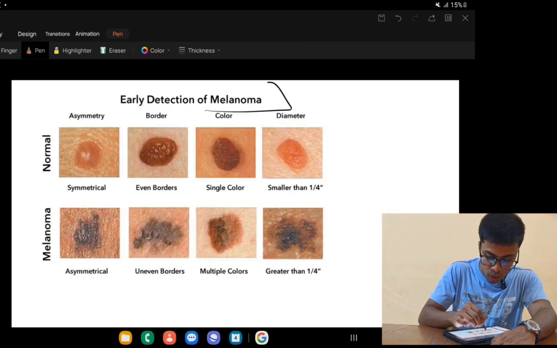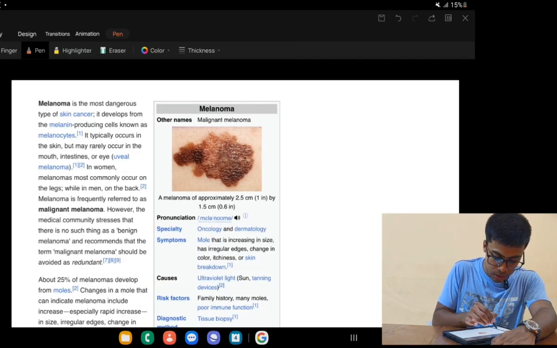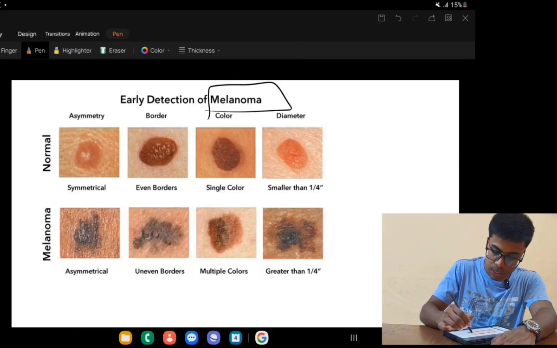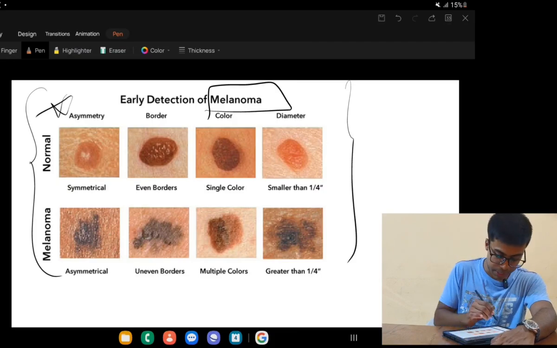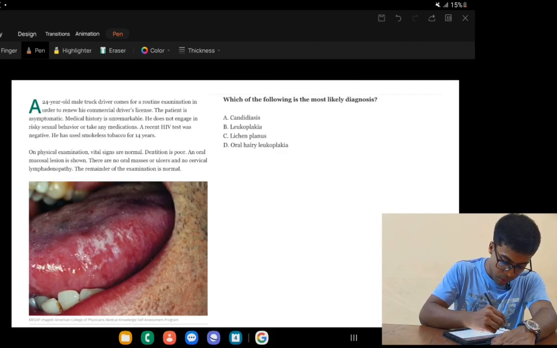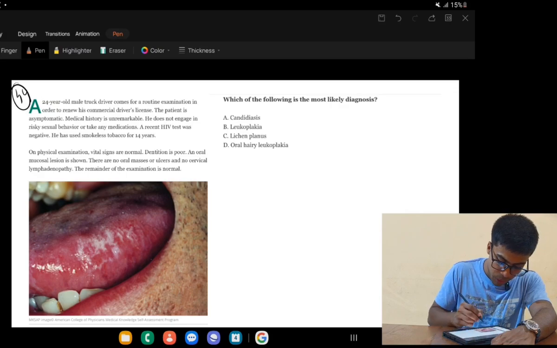Melanoma, you should know what this is. Melanoma is a melanin secreting tumor. Skin cancer, again you should learn this and you should know the stages. It will be covered in derma again, so you should know this table. That's why I have given this to differentiate. Then we have the 44th question.